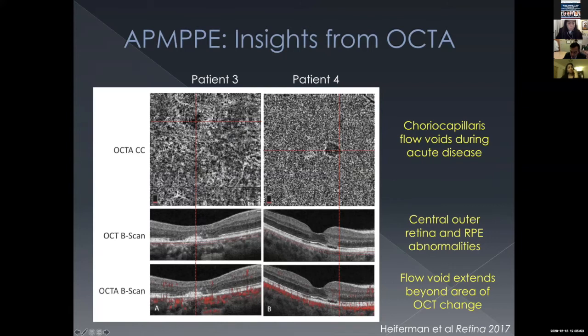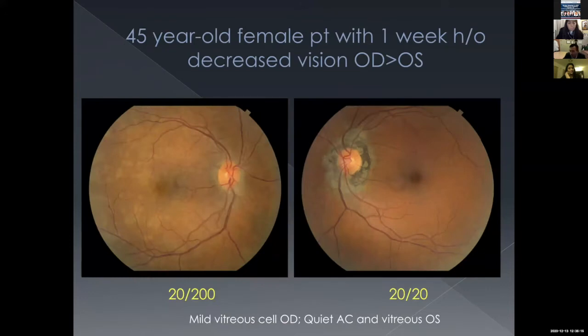Choriocapillaris images have shown flow voids during acute disease. Again, as I mentioned previously, you'll see outer retinal and RPE abnormalities. And some of these flow voids can actually extend beyond the areas of change. So this is an area that I think warrants further investigation. Again, whether this is related to vascular change or whether these are plaque-like inflammatory lesions.